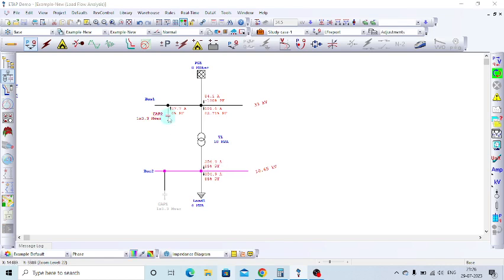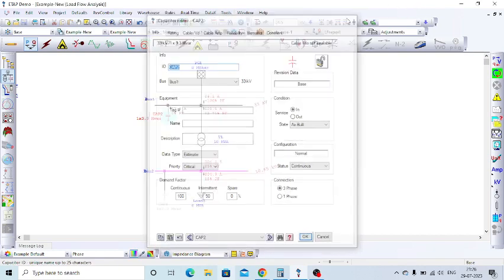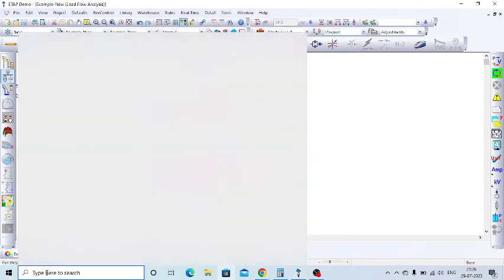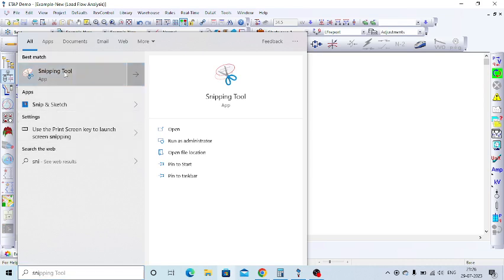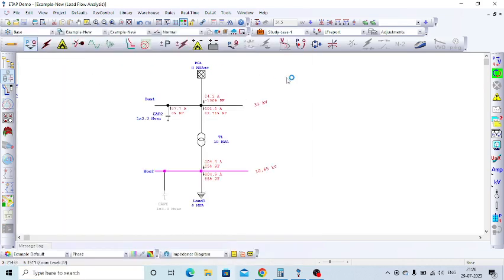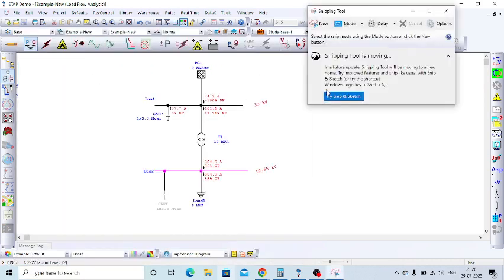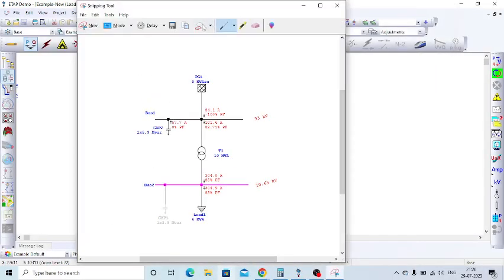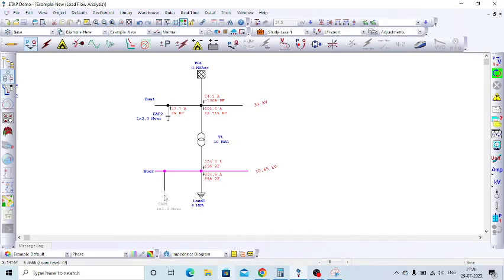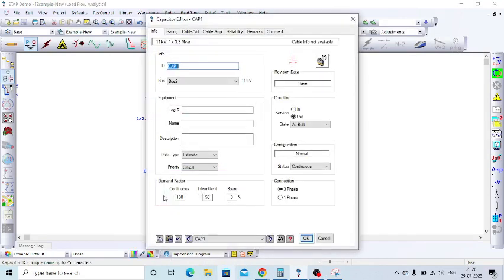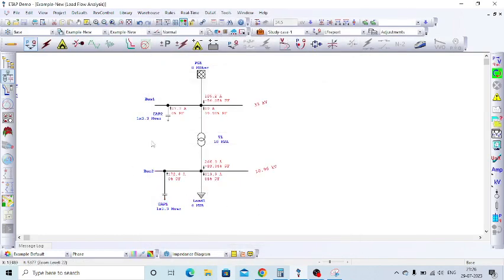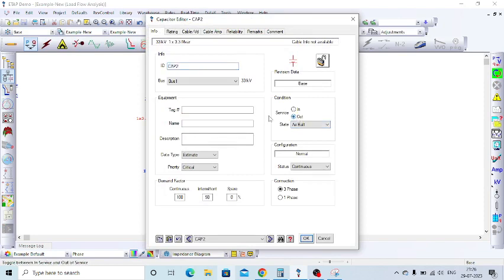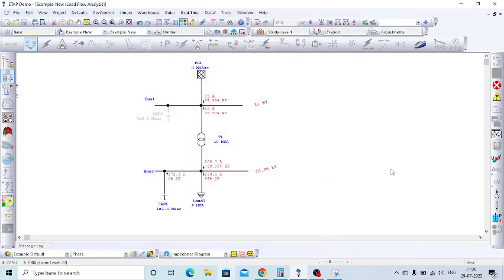Now I will just take a screenshot of this page. So what I will do, I will just put this low voltage capacitor bank in service, and I will make this high voltage circuit breaker out of service.